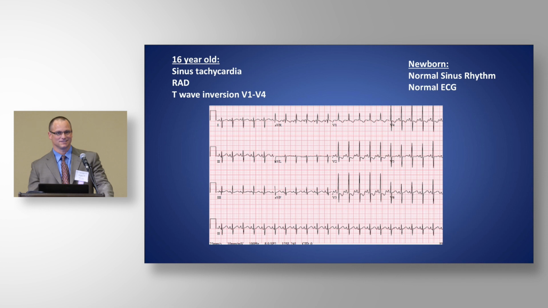So it depends. If you're a 16-year-old, it's sinus tachycardia, right axis, and T-wave inversion V1 through V4. So it's normal. It's distinctly or sinister, as Dr. Sharma would say, because I love that phrase. However, if you're a newborn, it's completely normal.